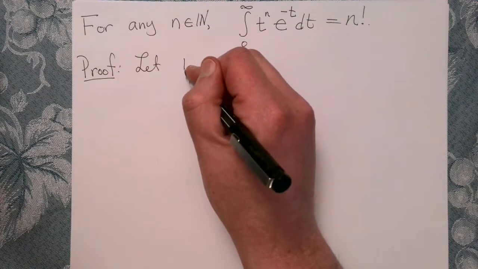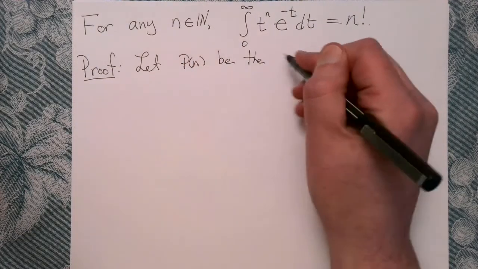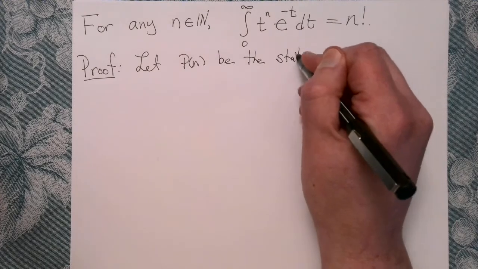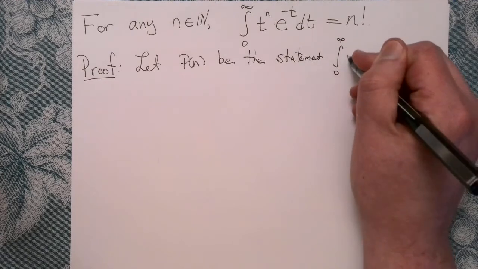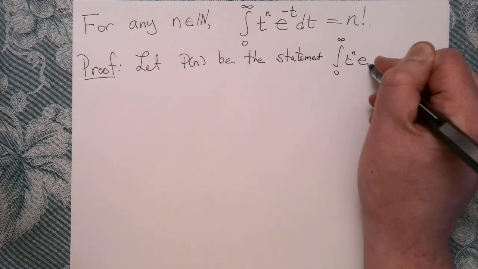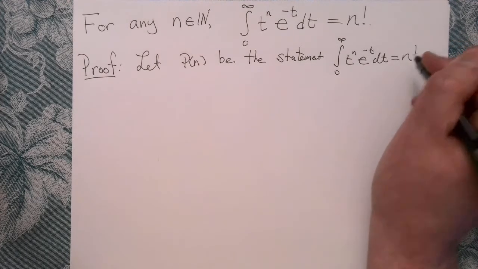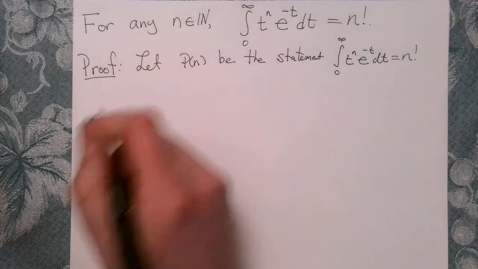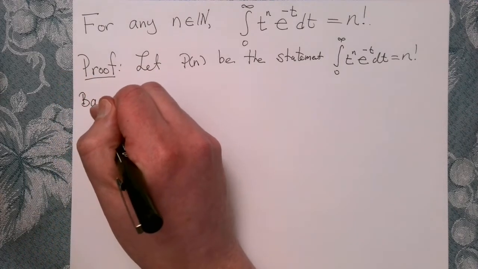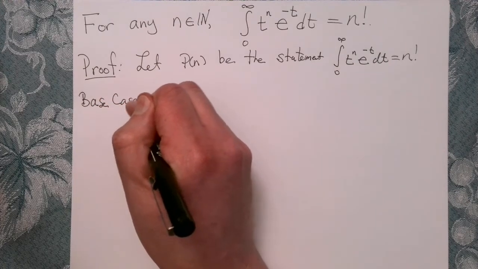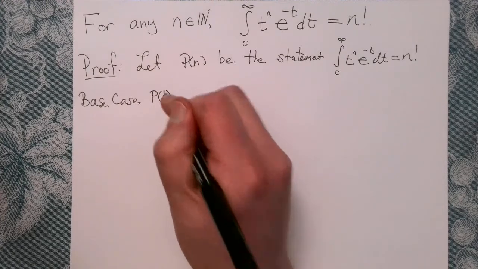So we're going to let P of n be the statement: the integral from 0 to infinity of t to the n times e to the minus t dt is equal to n factorial. And so let's go ahead and establish a base case. What we want to do is show that the statement P of 1 is a true statement.